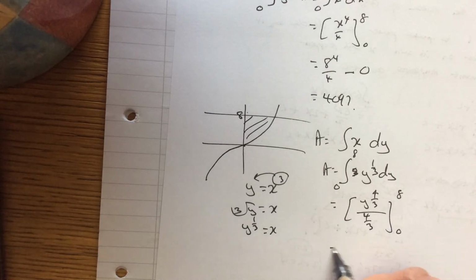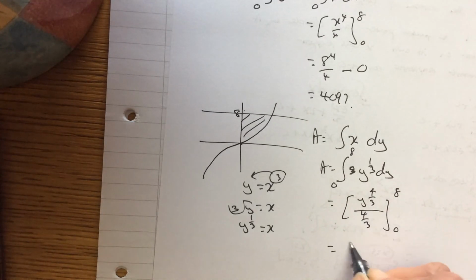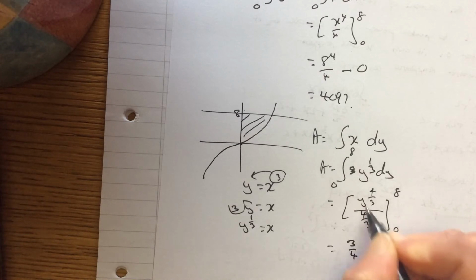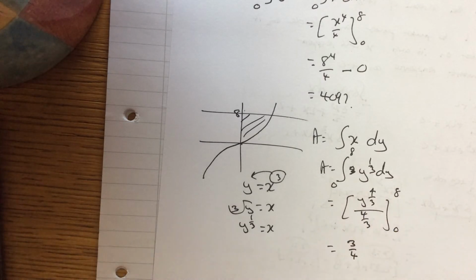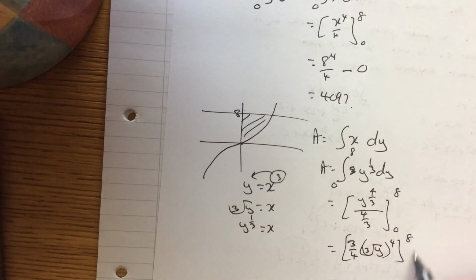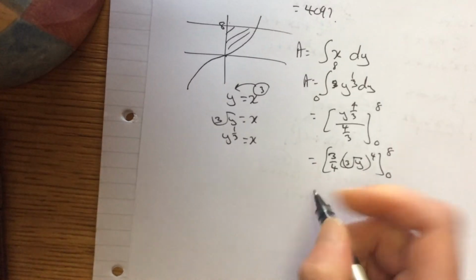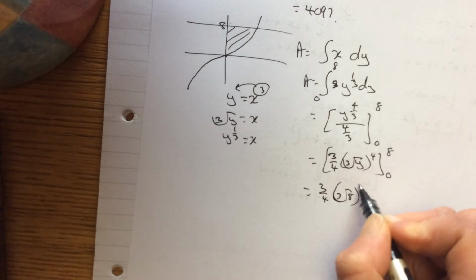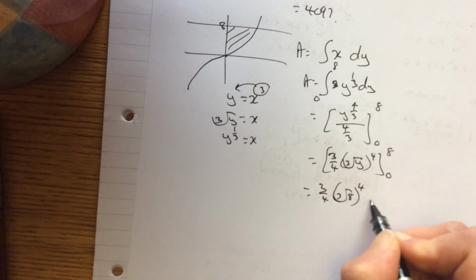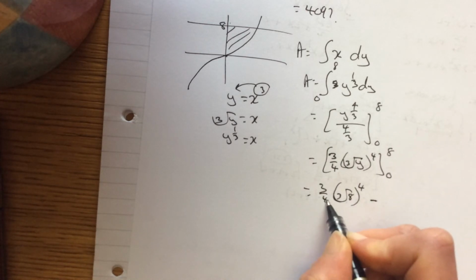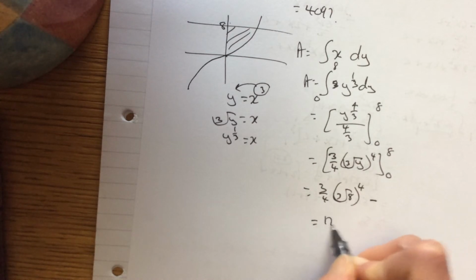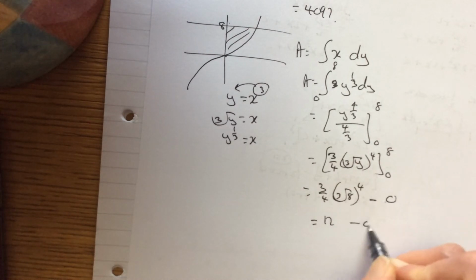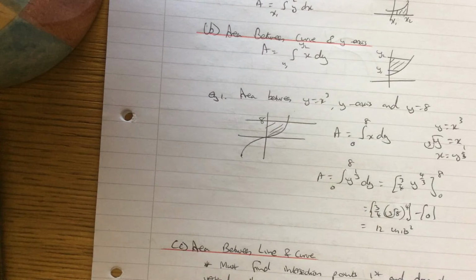8 and 0. So dividing by a fraction means turning it upside down. That's the cube root of y. I'll just do it in 2 stages. So subbing in your 8, the cube root of 8 is 2. And then it'll be 2 to the power of 4, 16 divided by 4 is 4, times 3 is 12, take away, sub in 0. So it is 12 units squared.